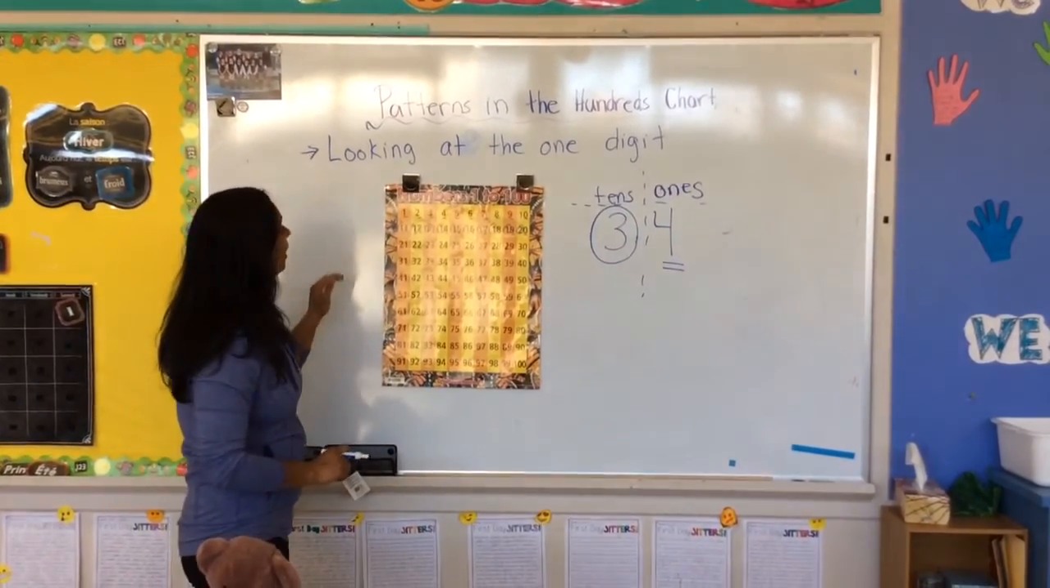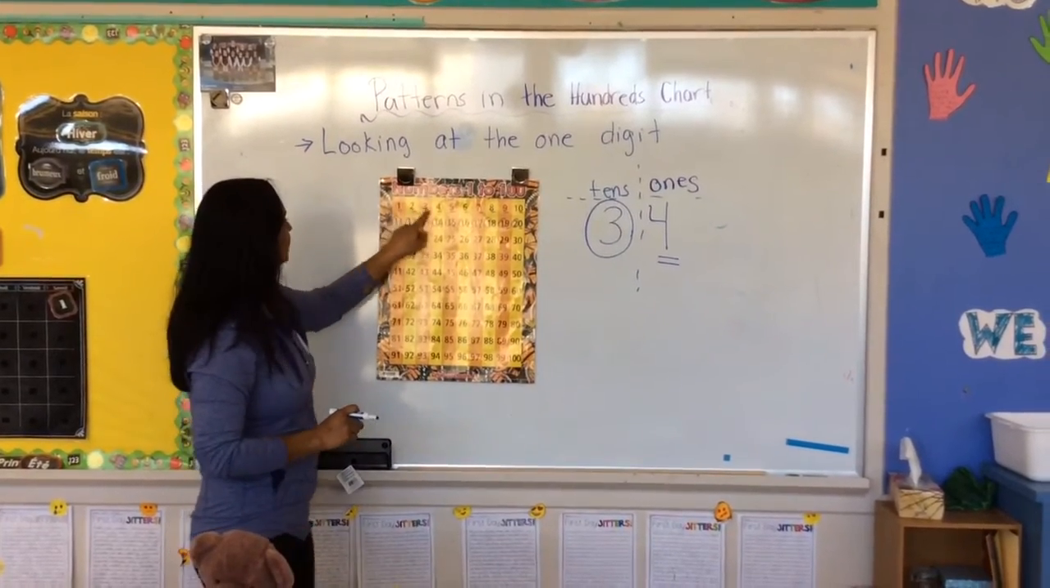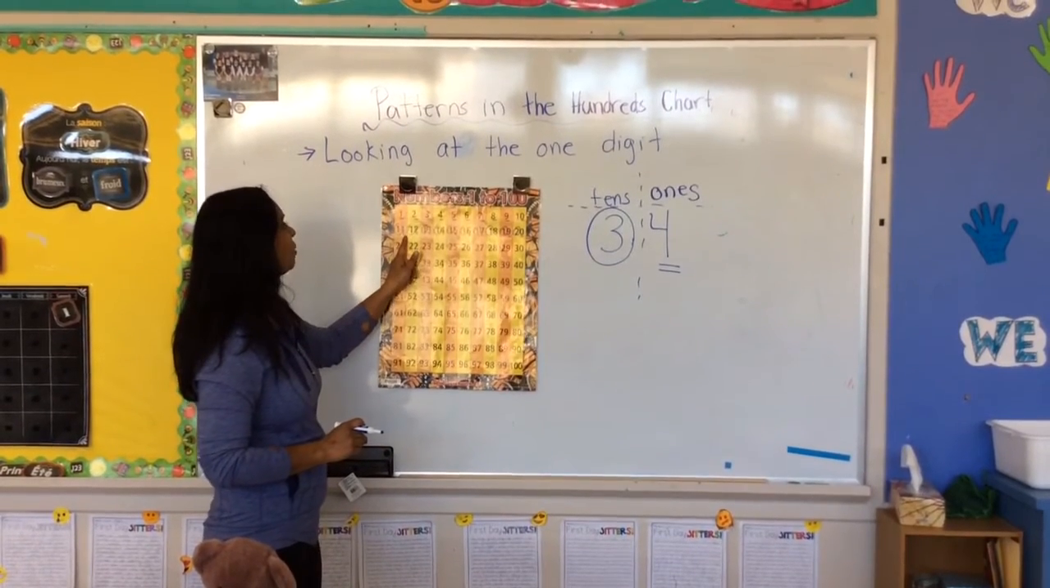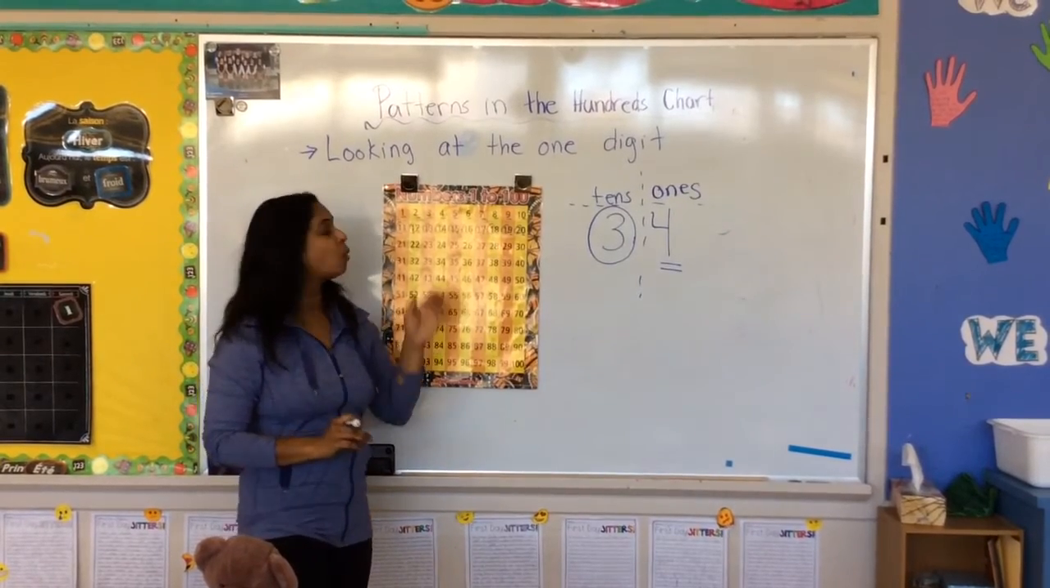And then if I look at the orange numbers, I would say to myself 1, 3, 5, 7, 9. And then when I get to 11, I would just say 1. And then 3, and then 5. Again, only looking at the ones place.